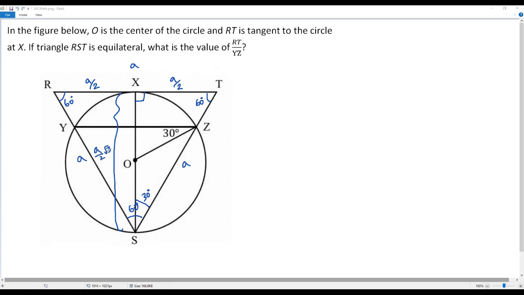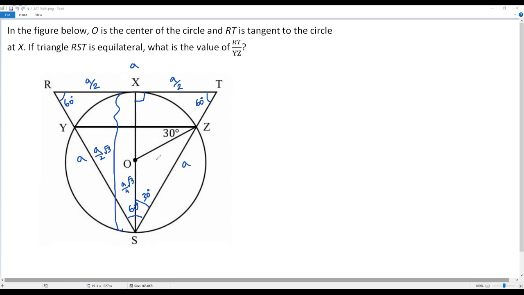And here, OX is the radius and OS is also the radius, and this SX is the diameter. We know the length of the diameter, that is A times square root of 3 over 2. Now, to get the length of this radius OS, we have to divide the diameter by 2. When I divide this by 2, I get A over 4 times square root of 3.